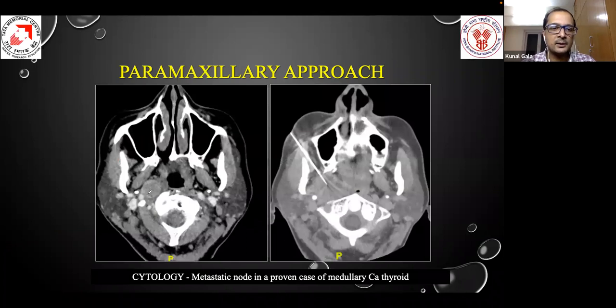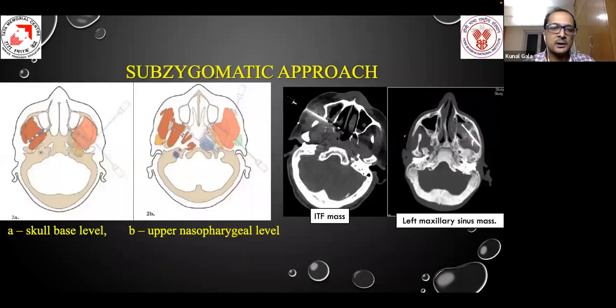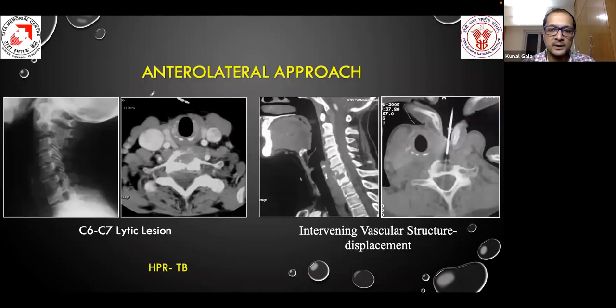So this is another case of a lymph node which is present close to the carotids, at the level 2 or 3 location, where one can use a paramaxillary approach. This location can't be visualized on ultrasound as it is deep seated, and this turned out to be a metastatic deposit from carcinoma of the thyroid. One can also use a subzygomatic approach for ITF masses or a left maxillary sinus mass. So you can use the subzygomatic approach. So these are the various approaches that are there.